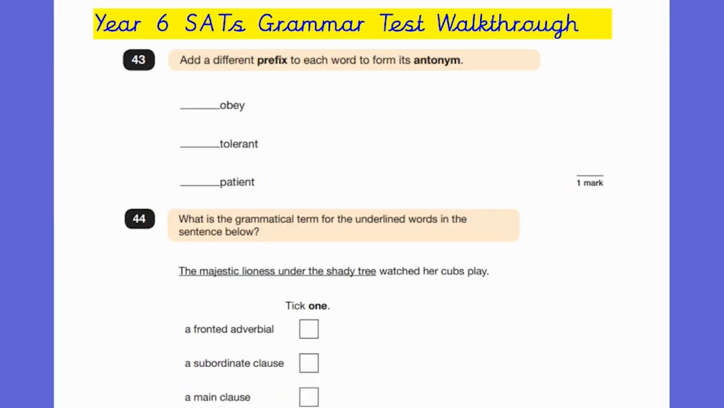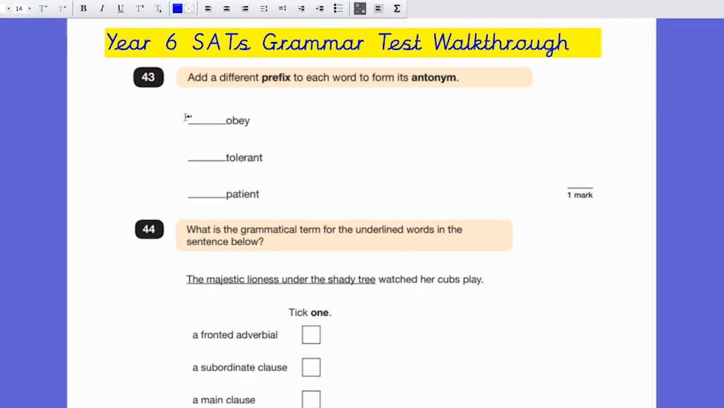Number 43, add a different prefix to each word to form its antonym. So we spoke about antonyms a little bit earlier on, I think it was in the part 1 video, and prefixes change the meaning of a word. So the opposite of obey is going to be disobey. The opposite of tolerant is going to be intolerant. And the opposite of patient is going to be impatient. So dis, in, and im for our prefixes there.